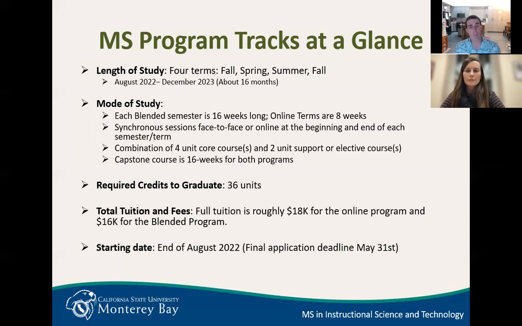and you would take 1 to 2 classes for 8 weeks at a time. For the blended program, there are synchronous sessions at the beginning and end of each semester, whereas the online program naturally is completely online. Those synchronous sessions would take place online, whereas the synchronous sessions for the blended program would take place on campus at CSUMB. For both programs, it's a combination of 4-unit core courses and 2-unit support or elective courses, and I'll go over what that looks like in a second.